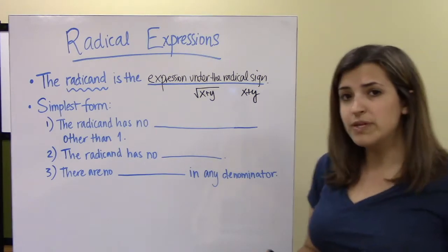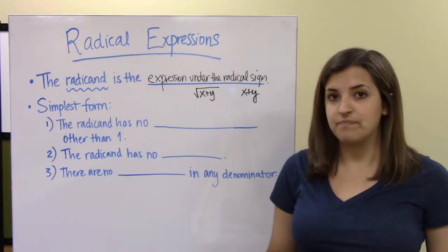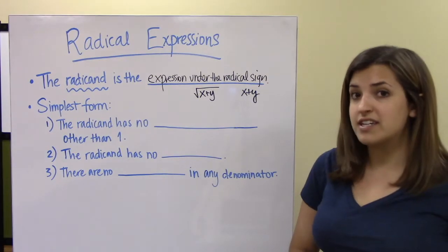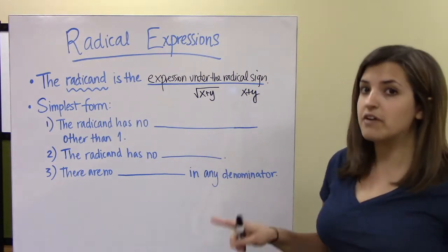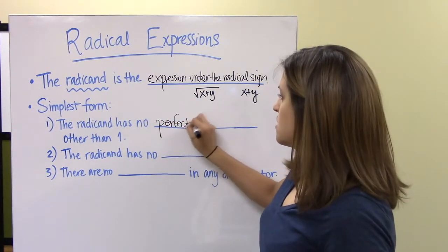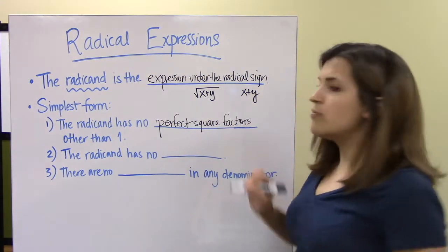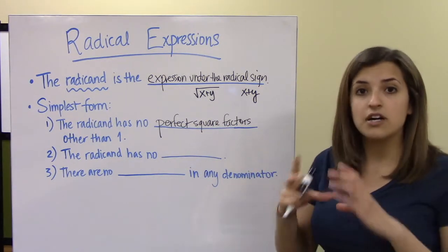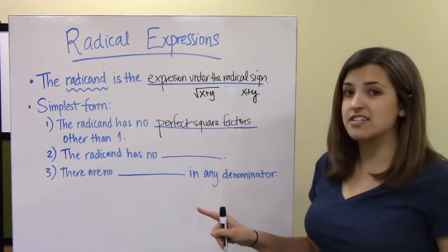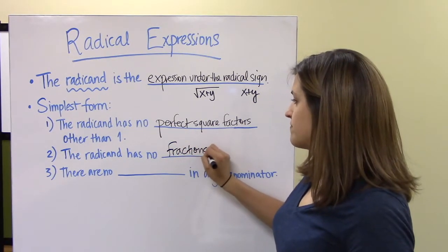All right, so when we simplify radical expressions, our goal is to get them in their simplest form. And simplest form has three criteria. The first is that the radicand has no perfect square factors other than 1. And what this means is that we don't want to have something that's a perfect square under that square root sign. Our second criterion is that our radicand has no fractions. So we don't want any fractions in that square root sign.